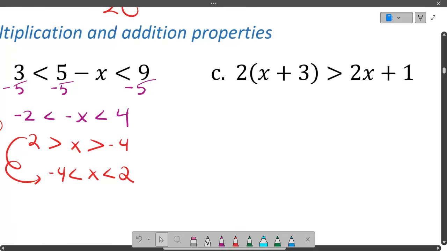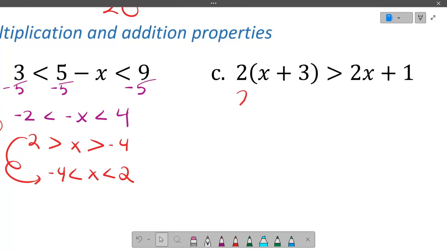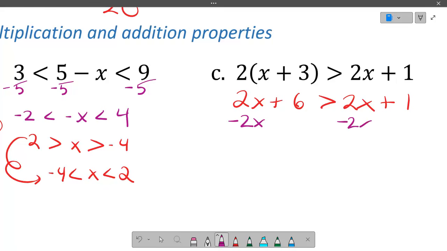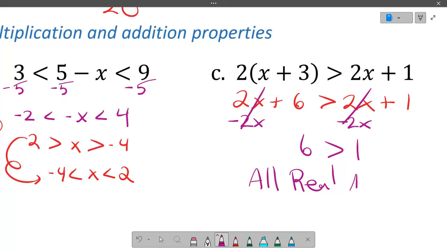C. Okay. So we're going to distribute our 2. Let's get rid of that grouping symbol. -2x. What happens? Cancels. I'm left with 6 is greater than 1. Our variables canceled out, and we're left with a statement claiming 6 is greater than 1. That's true. So that means it does not matter what x is, all the numbers work. We'll always have a true statement. So our solution set is all real numbers.